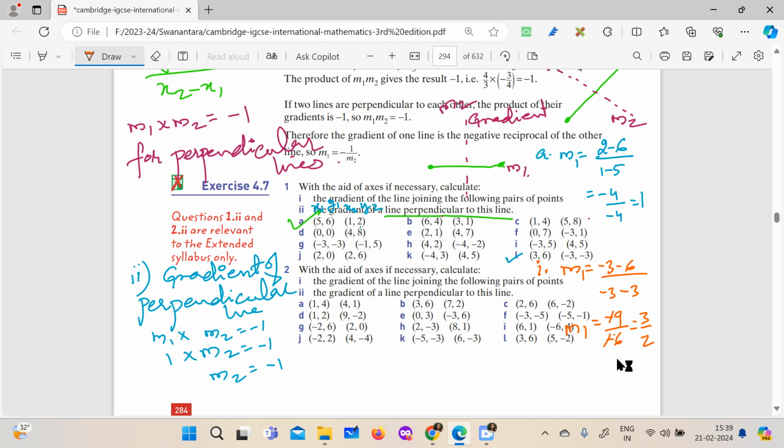So we will calculate the gradient for the line perpendicular to this line. Gradient for the perpendicular line.